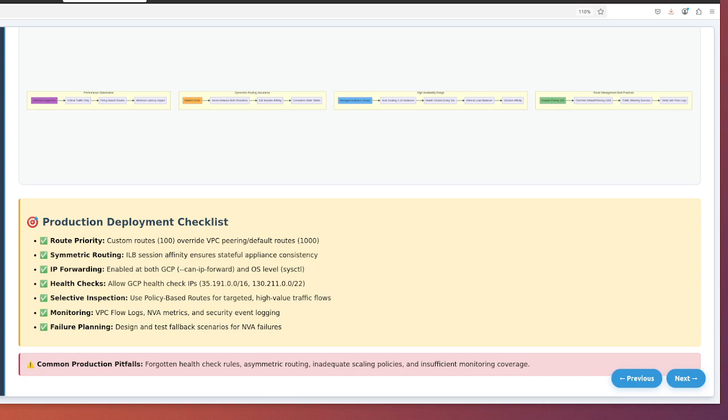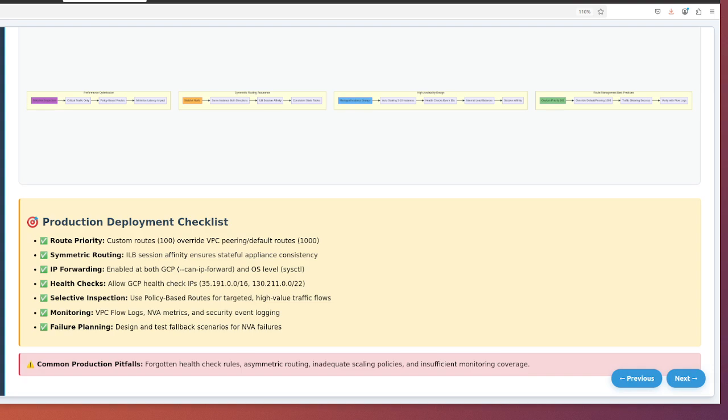ROT priority is fundamental to understanding GCP routing behavior. Custom ROTs with priority 100 will always override VPC peering ROTs with priority 1000. Default Internet ROTs also have priority 1000, so your custom ROTs take precedence. Use priorities strategically to create routing hierarchies.